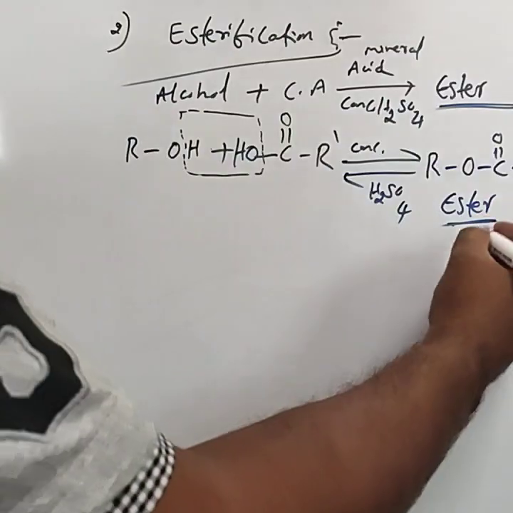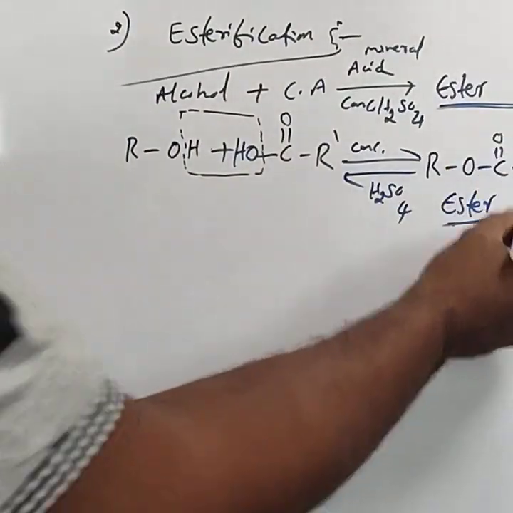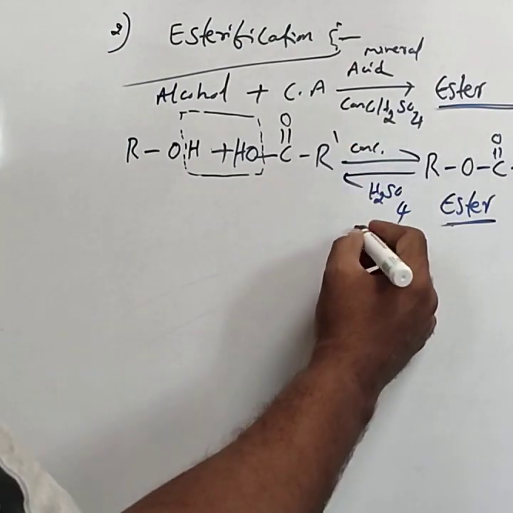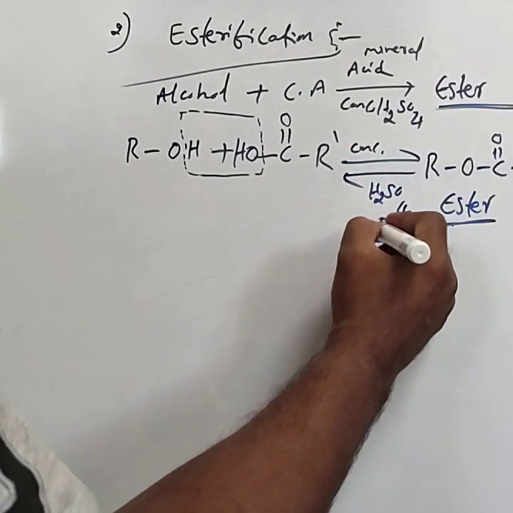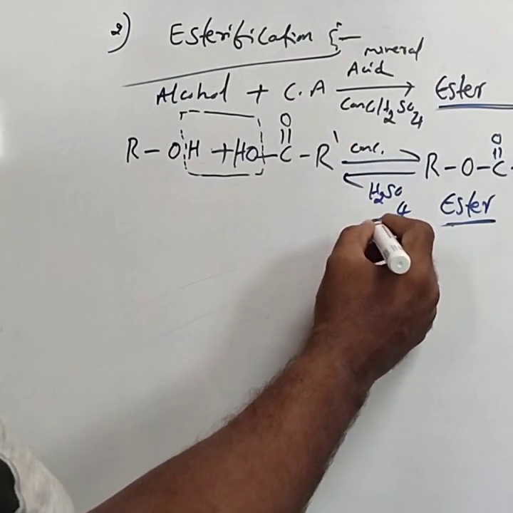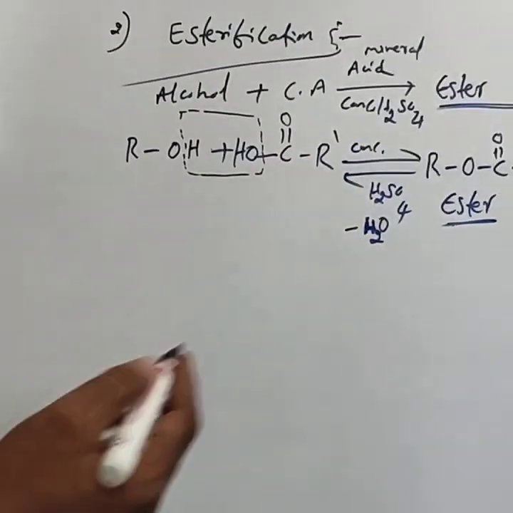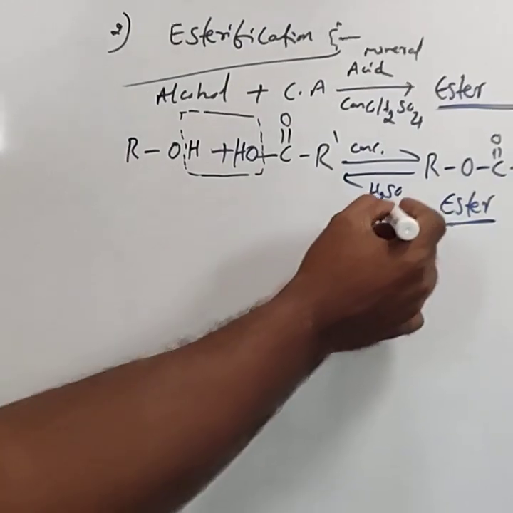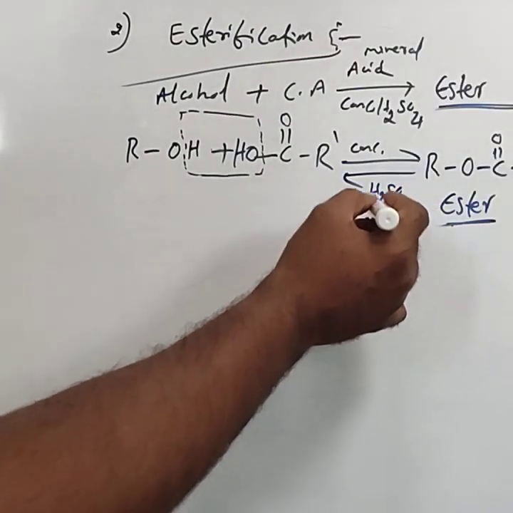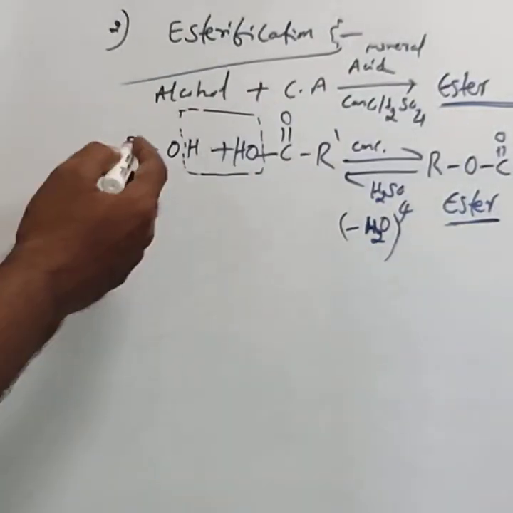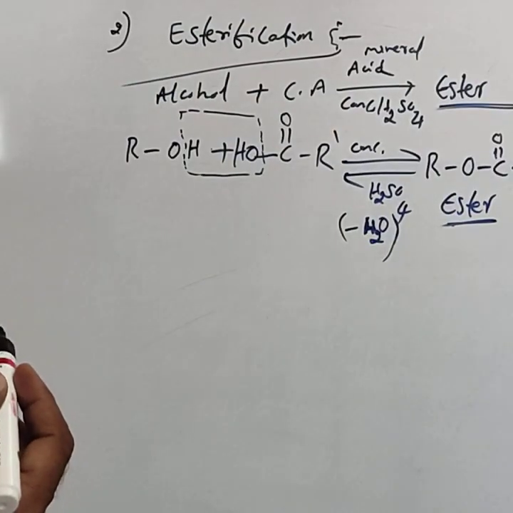During the formation of the ester, removal of the water takes place. That removal means you can consider a minus sign on the reaction arrow. If you write a minus sign, it indicates removal. If you mention a positive sign, then it is nothing but addition. This is the ester formation. This reaction is called esterification.